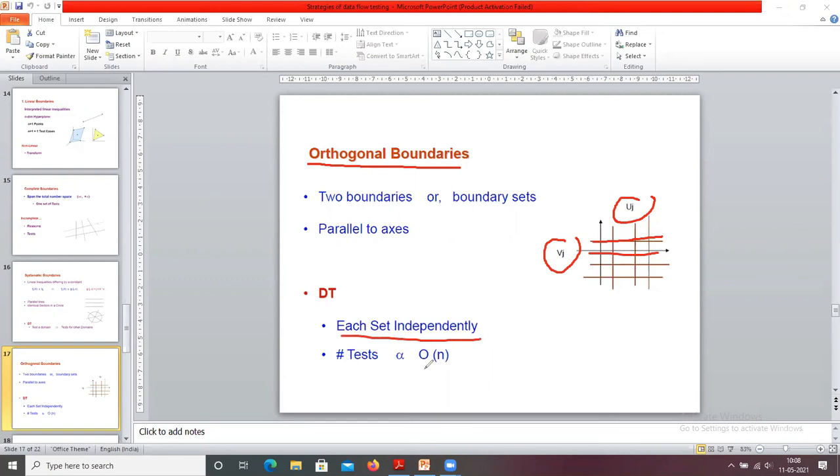So the test is big O of n. For example, there are 6 boundaries in U and 4 boundaries in V. Now you are going to test 6 plus 4 equals 10. So that is big O of n.